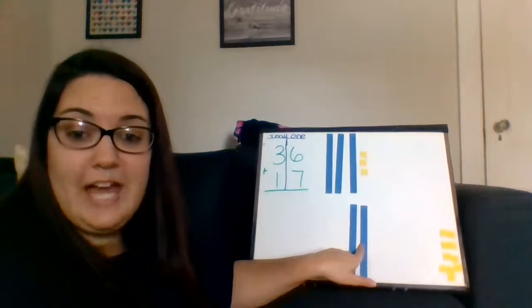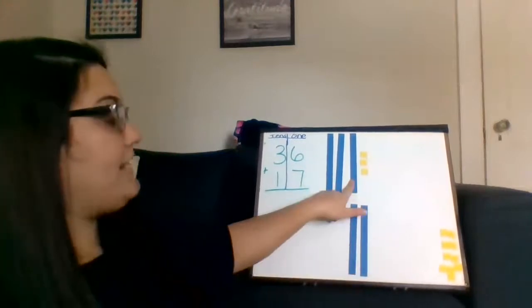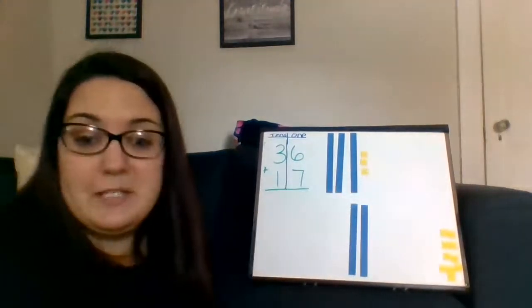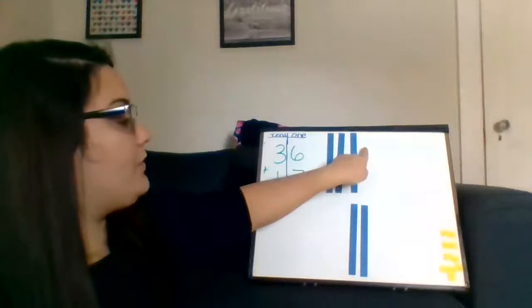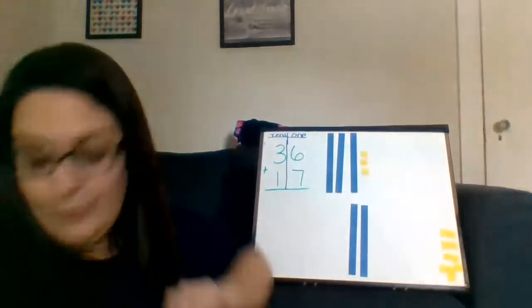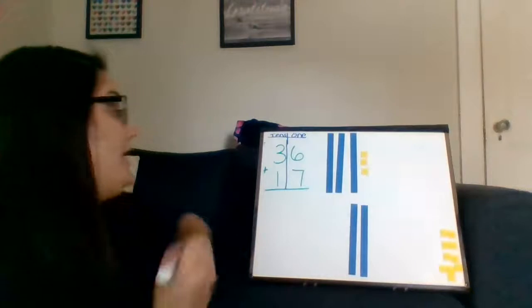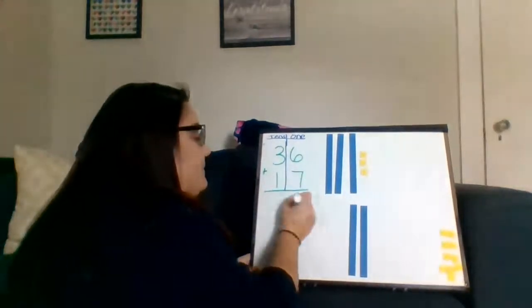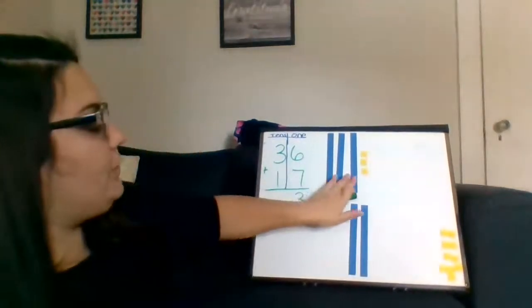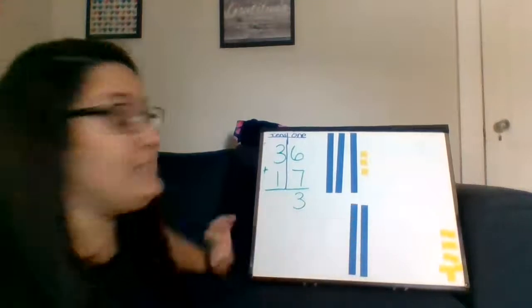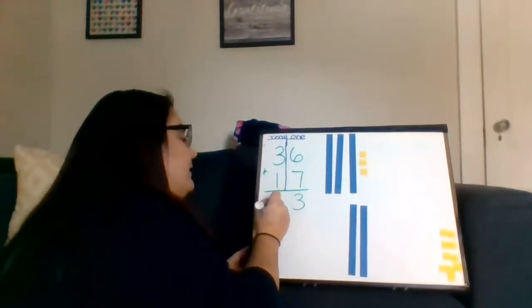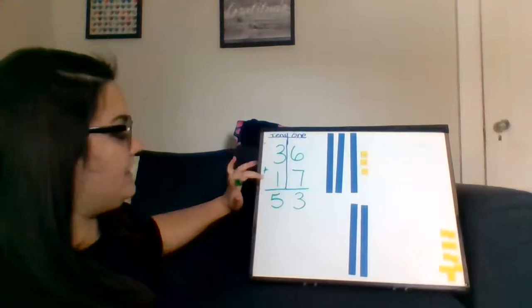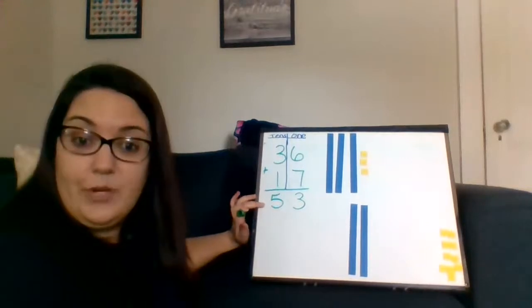Now I have 2 10s plus 3 10s plus 3 ones. So let's add up our ones first. I have 1, 2, 3. 3 ones and 1, 2, 3, 4, 5 10s. That means 36 plus 17 equals 53.